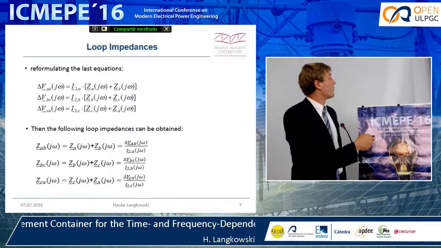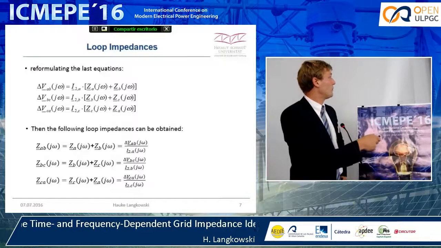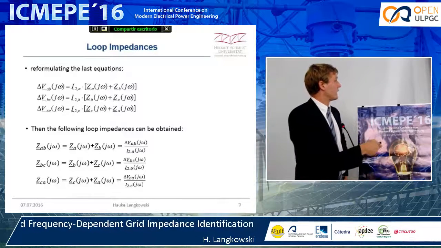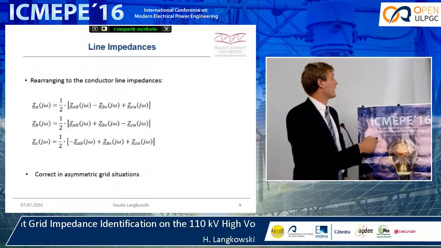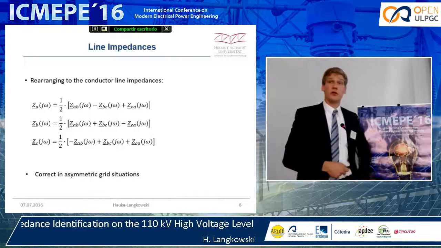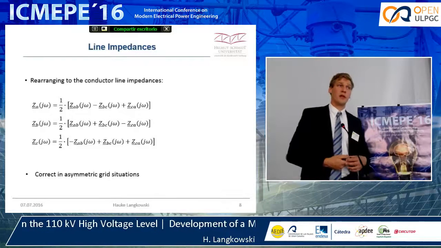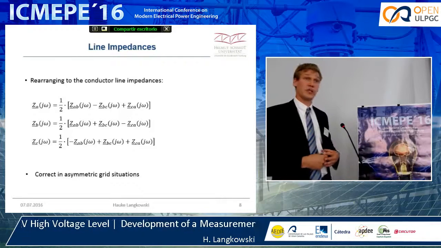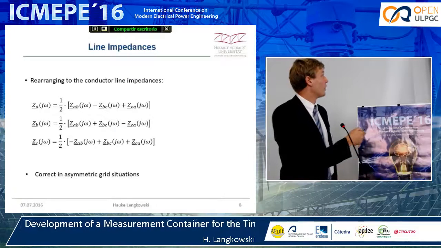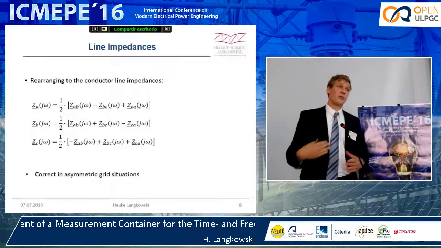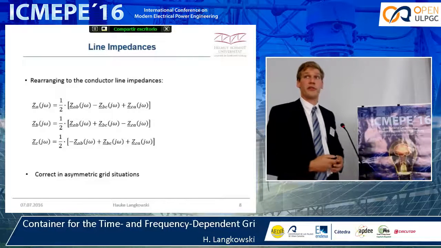And we can then reformulate the last equations to get at first the loop impedances that you can see here, and then later on the loop impedances can be resolved to the individual conductor line impedances. So also in, for example, asymmetric grid situations, where in each line there may be a different grid impedance, we can determine the grid impedances just by using the voltages and the currents of the open loop and the pulse phase.